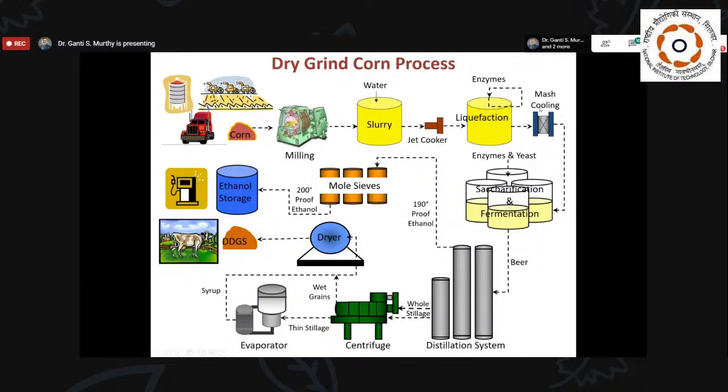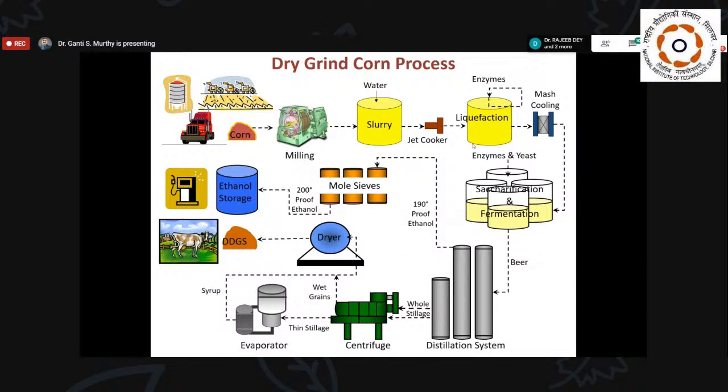Then it goes into a liquefaction tank where we add enzymes. One of the enzymes is called alpha amylase. That enzyme takes the starch molecule, which is like a long chain polymer of glucose, and breaks it down into small pieces. If you think of that process, imagine a big pile of noodles, right? And then you take a fish net, for example, and a pair of scissors, and you just cut it randomly into small pieces.